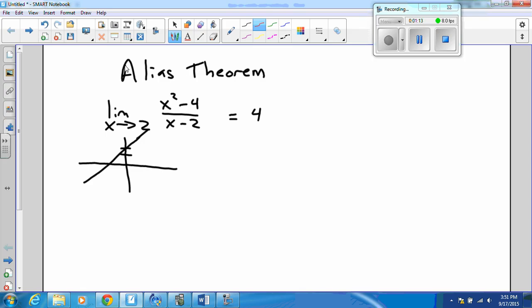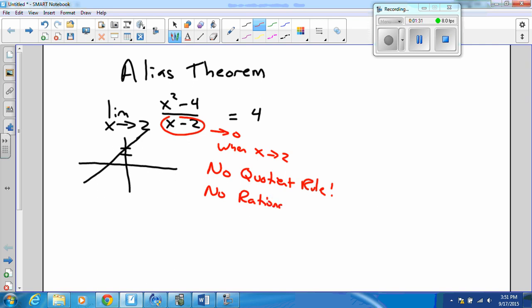The rational function theorem does not apply here because the denominator goes to 0 when x goes to 2. So no quotient rule for you. And since there's no quotient rule, there is therefore no rational function theorem either. We need something else.